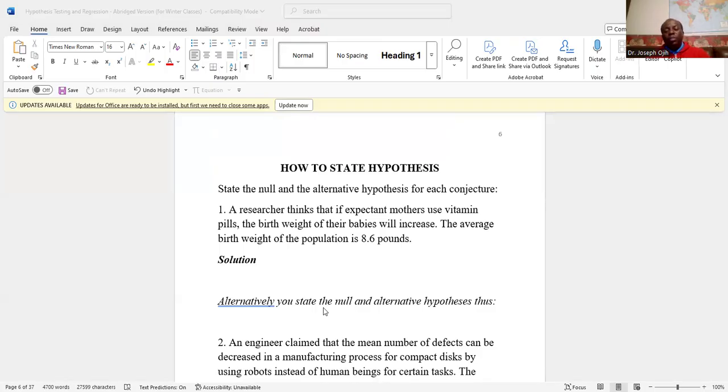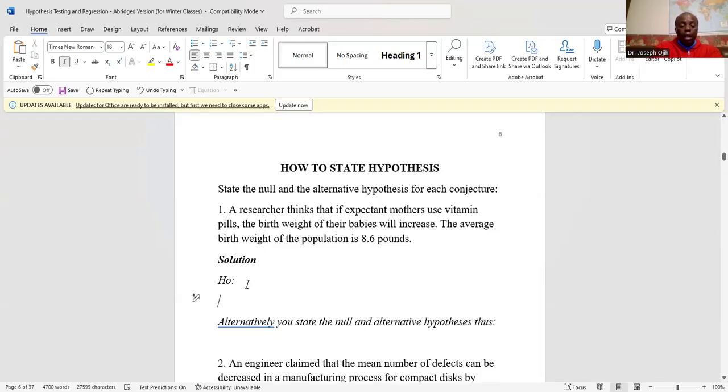Look at this, what we have on the screen. It says, state the null and alternative hypothesis for each conjecture. That means each claim. It says if expectant mothers use vitamin pills, the birth weight of the babies will increase. The average birth weight of the population is 8.6 pounds. To be able to answer this, H0 is used for the null hypothesis, and H1 for the alternative hypothesis.